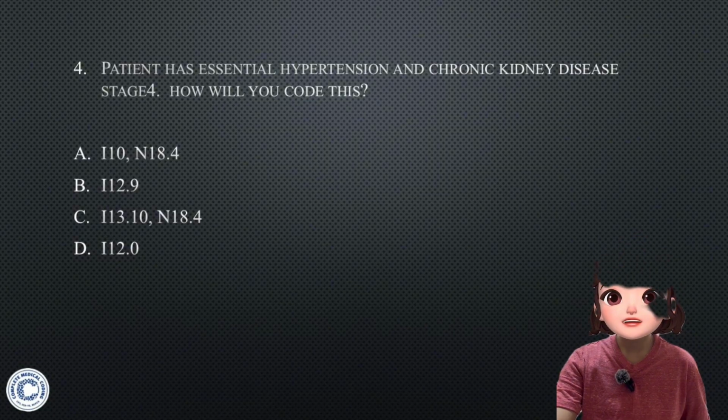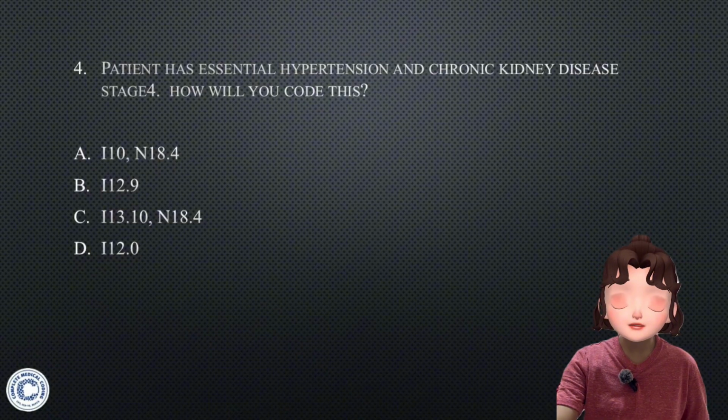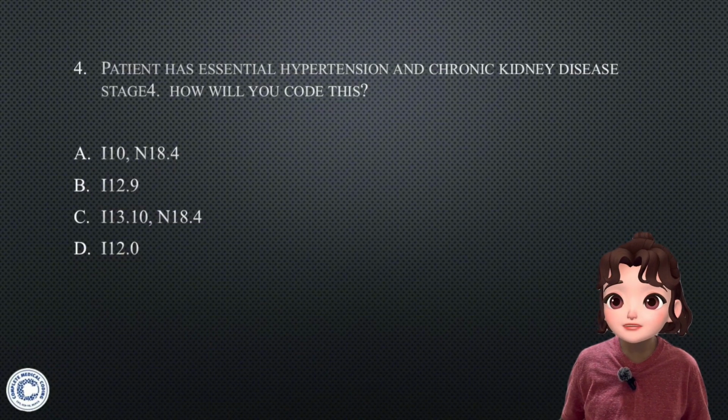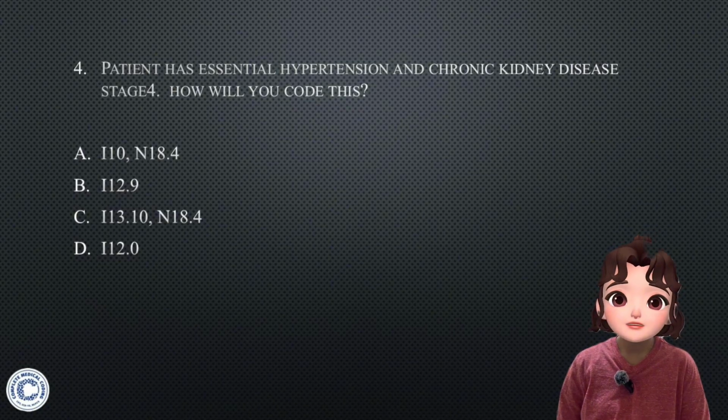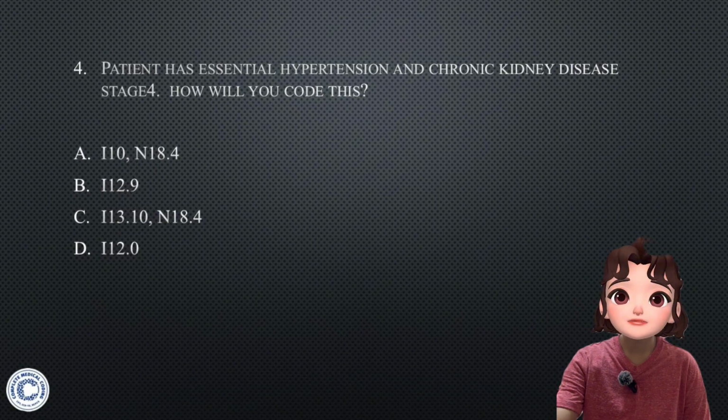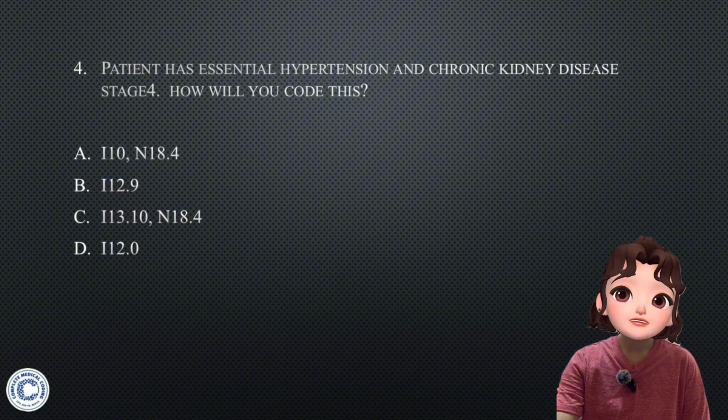Now if you go and check option C, I13.10, let's check that also. What is I13.10? I13.10 is hypertensive heart and chronic kidney disease without heart failure. No, here it's not mentioned about heart failure or heart disease. I mean separately, it's about chronic kidney disease. CKD is mentioned. So that is wrong.